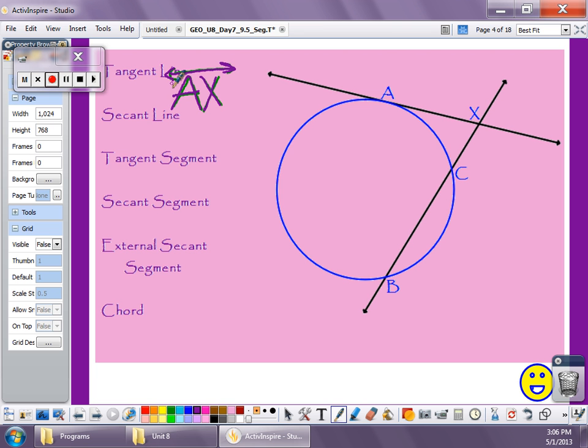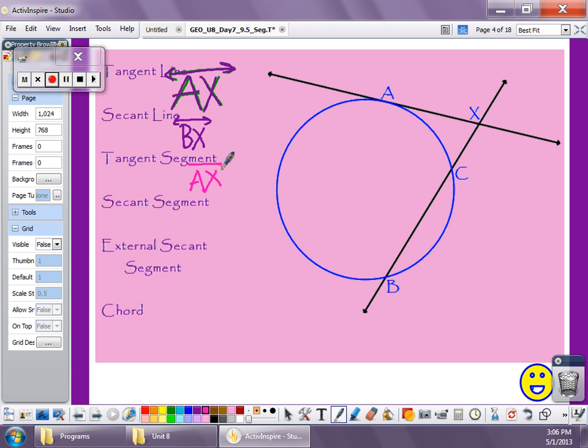Secant line. Secant meaning it cuts through the circle, it touches 2 times, and it is a line meaning it keeps going in both directions. That would be BX. Tangent segment. Segment meaning it has 2 endpoints, and tangent meaning it touches once. So that would be AX.